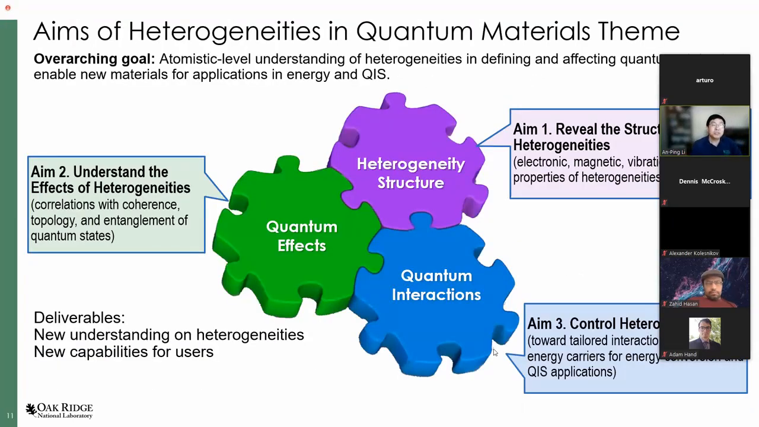In the end, I want to just summarize by showing this slide again. We are trying to understand heterogeneities and particularly understand their structures and their effects. Also, in the end, we want to control them to deliver new materials for new quantum functionalities. The ultimate goal is to deliver new understanding of heterogeneities. We also want to develop new capabilities so our users can use these capabilities to characterize the materials of their choice. So that's what I want to introduce about the theme.